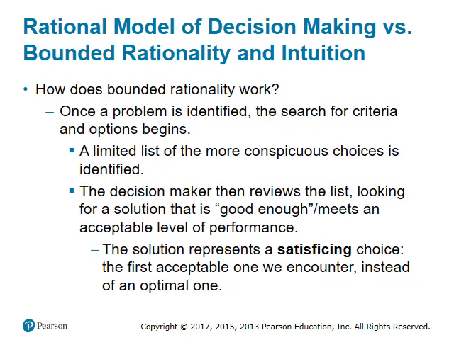So how does bounded rationality work? Once a problem is identified, the search for criteria and options begins. The decision maker will identify a limited list made up of more obvious choices, which are easy to find, tend to be highly visible, and represent familiar criteria and previously tried and true solutions.